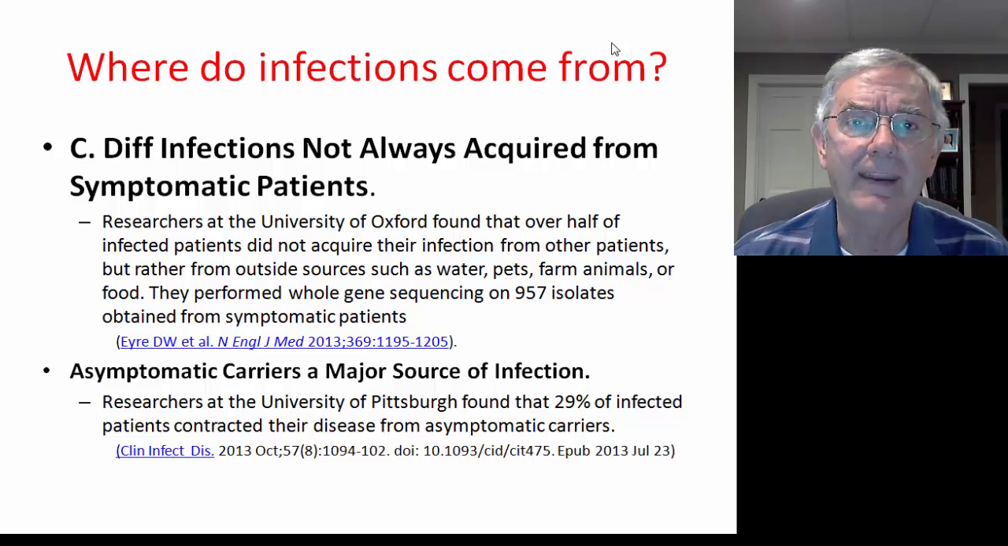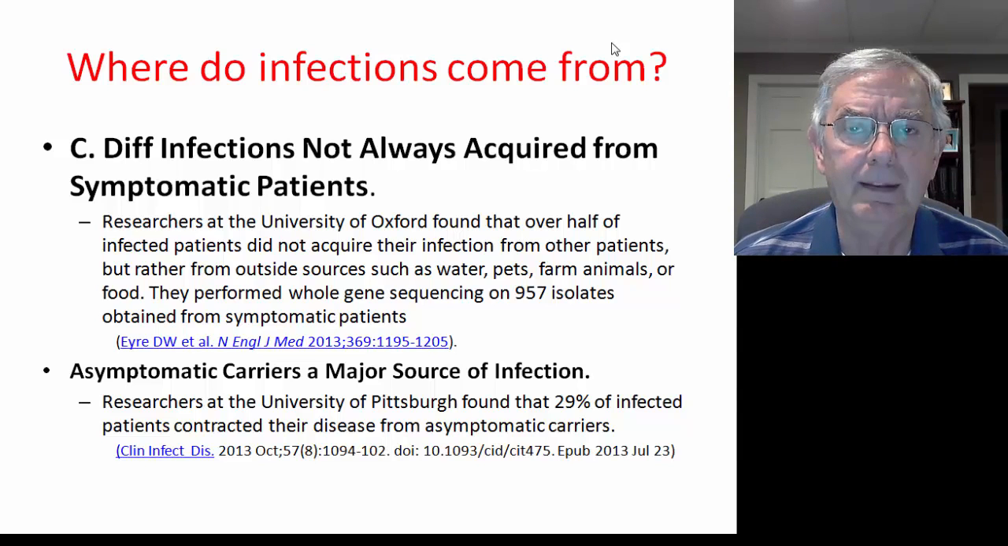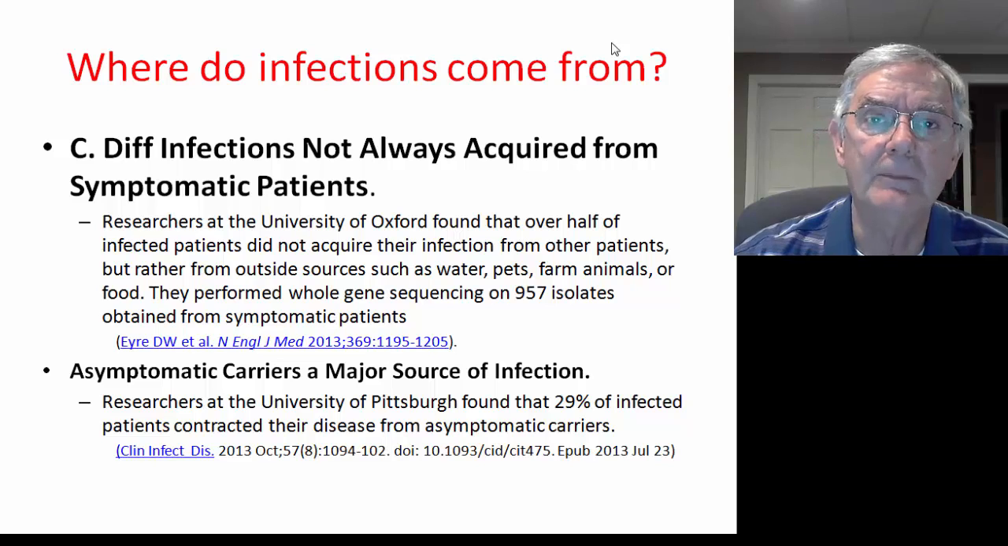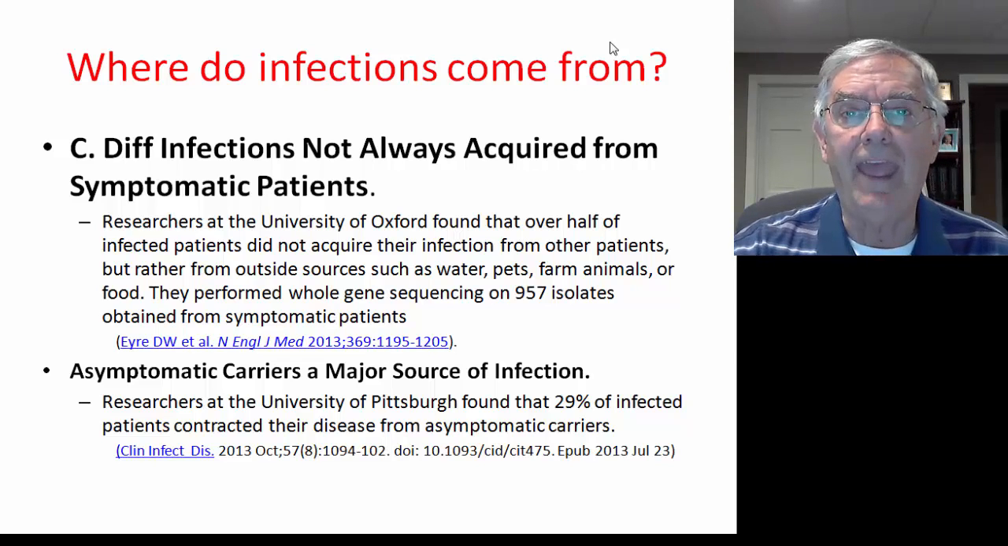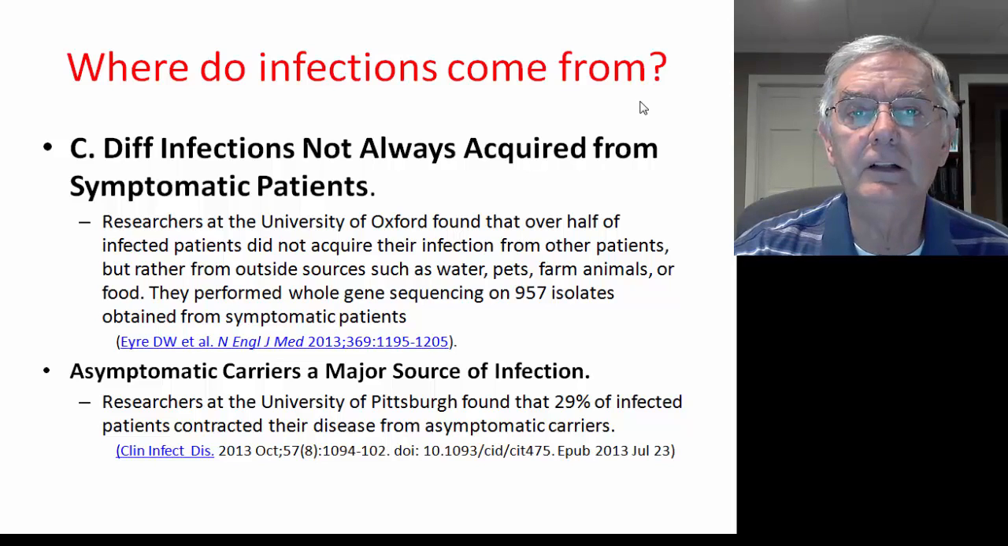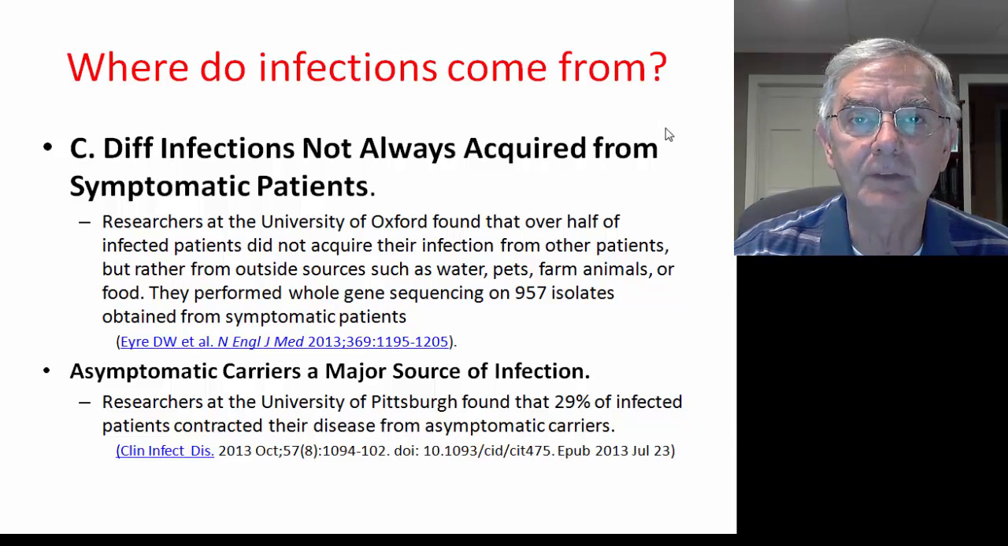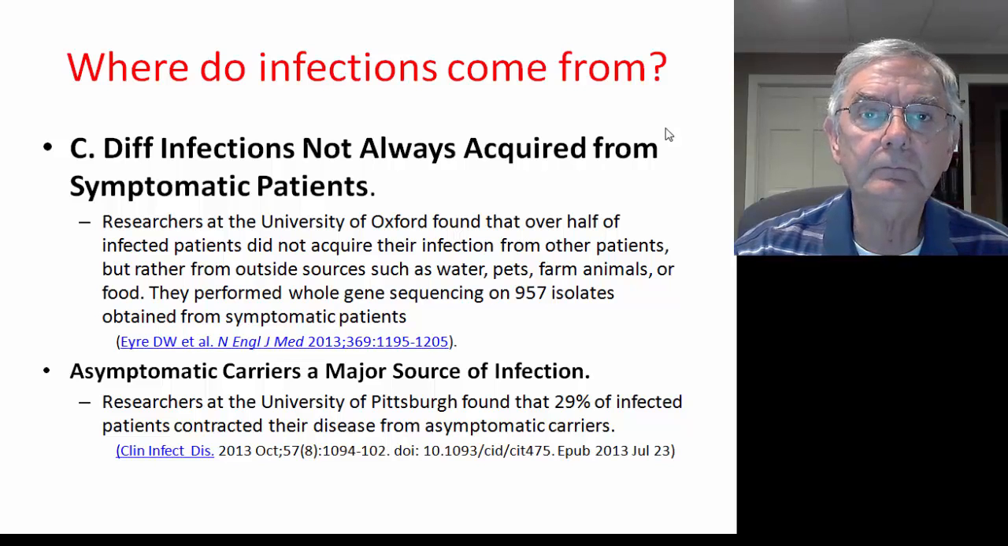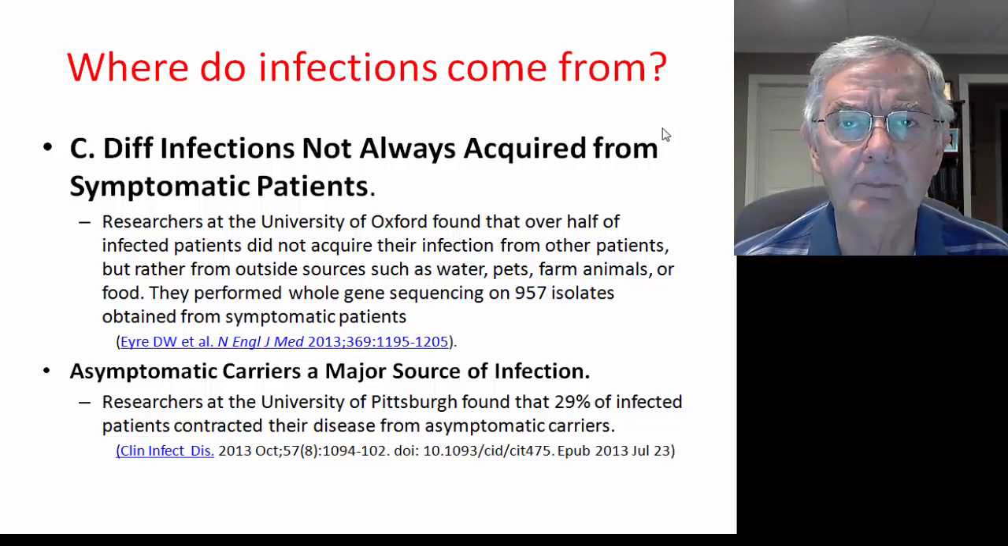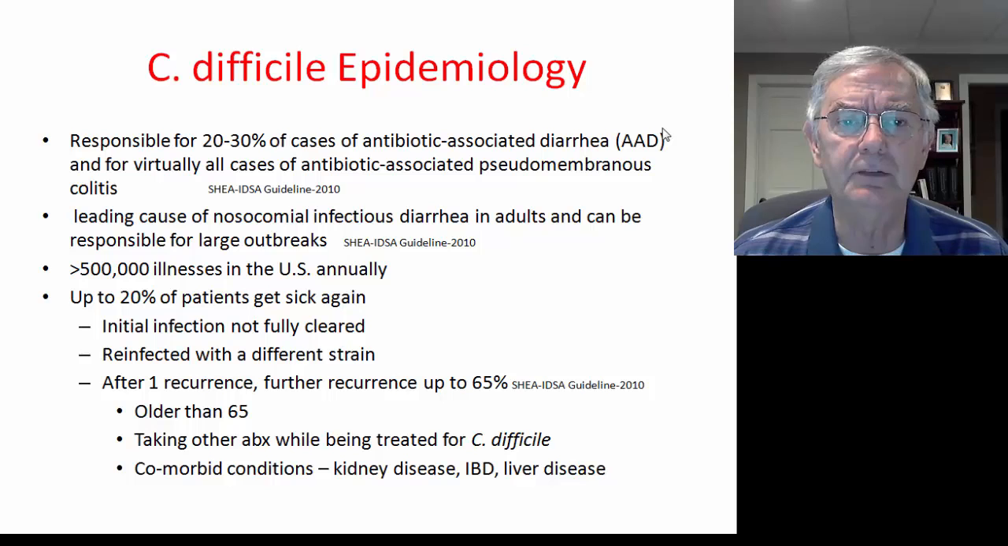So asymptomatic carriers may be a major source of infection. In Pittsburgh, the study found that 29% of infected patients that they studied contracted their disease from asymptomatic carriers. Now, these carriers are people that had Clostridium difficile organisms but were not themselves showing symptoms of the disease. So asymptomatic carriers can be important in the spread of this illness.